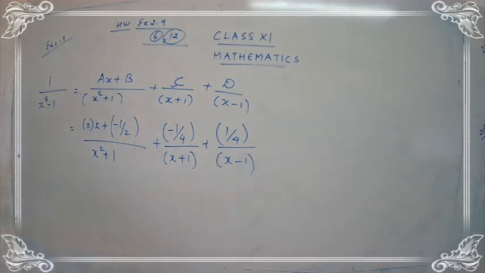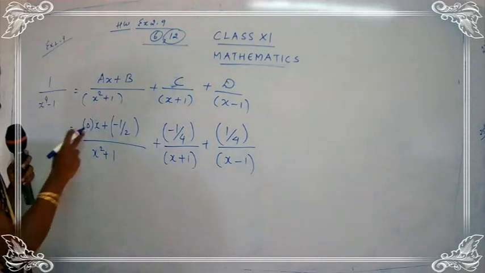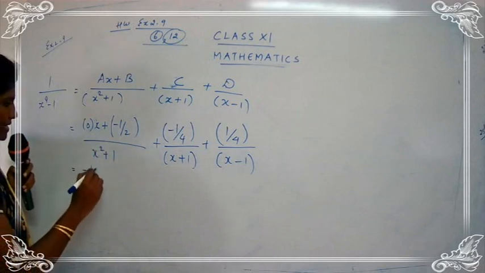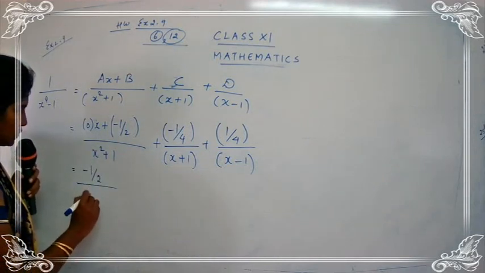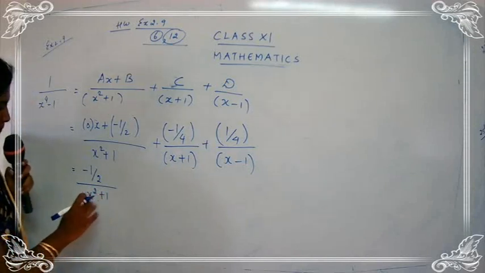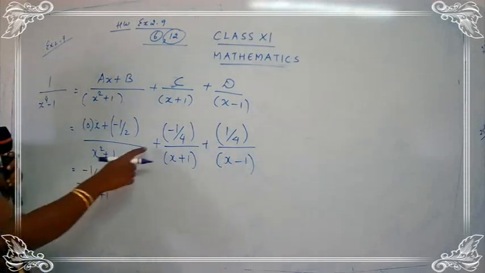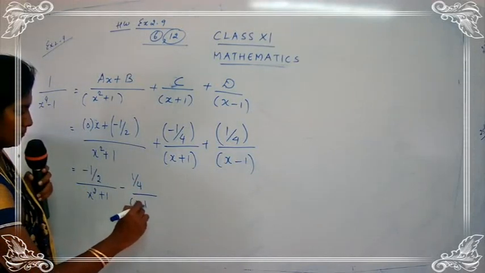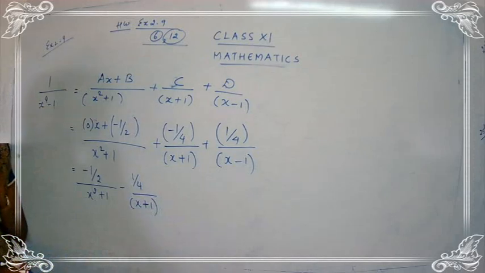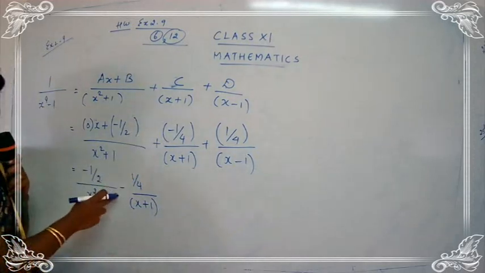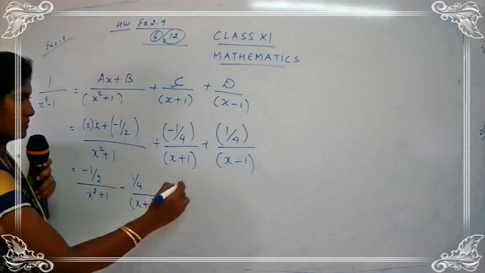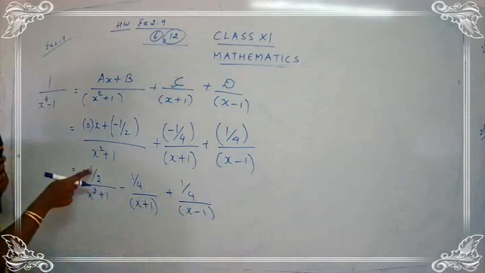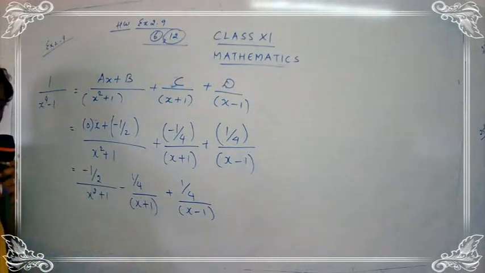So now let's see here. So 0 into x. What is 0 into x? Anything multiplied by 0 will give you 0. So what is left here? Minus half upon x square plus 1. Minus half x square plus 1. This is plus minus, so I'll change this as minus 1 by 4 x plus 1. Are you getting my step, children? Plus minus, so I have just made here minus plus 1 by 4 upon x minus 1, x minus 1.